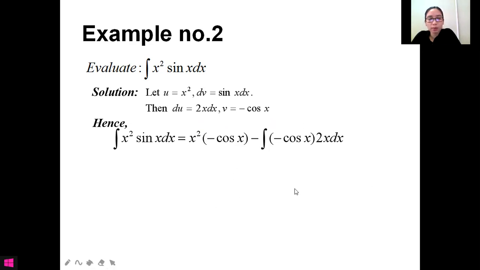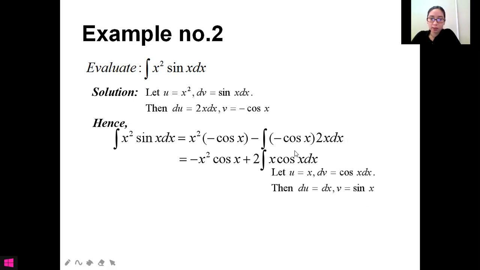Okay, so atong button is, ato na lang dahil i-perform, kini na lang dayon nga integration na process na. So, x squared times negative cos x will now be negative x squared cos x. Okay? Plus, since negative times negative is positive, ipagawas dahil nato ang coefficient na 2, so we have the integral of x cos x dx.